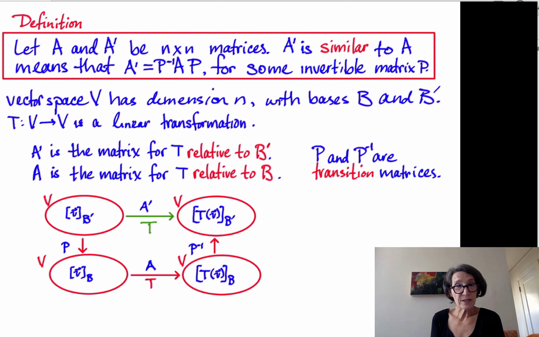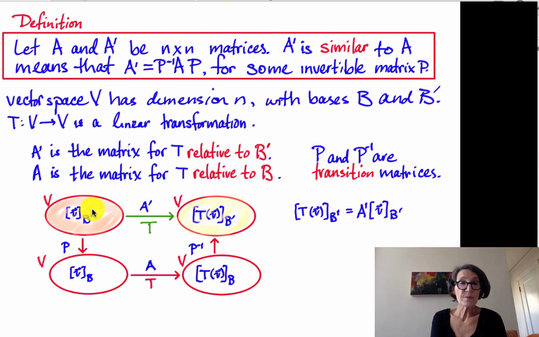So now notice that we can compose transformations or matrix products. We can start with the coordinate vector relative to B prime of the vector V and just multiply by A prime, and that will take us to the coordinate vector relative to B prime of its image. So it'll be the coordinate vector relative to B prime of T of V. We can also go the long way around in that diagram.